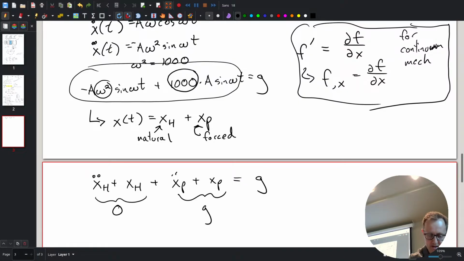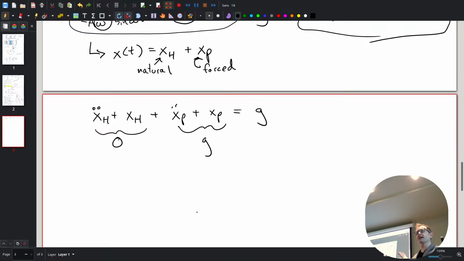This is going to be g, and then it satisfies the equation, right? 0 plus g is g. Or no, 0 plus g is not g. 0 plus g is g. Yeah, okay. Identity operation. 0 plus anything is still anything.